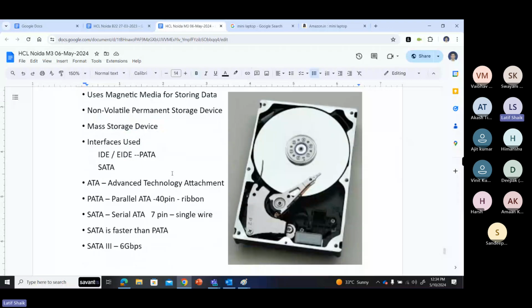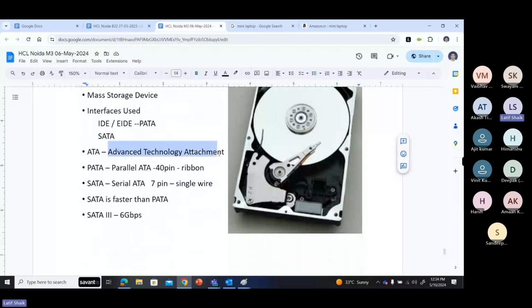Non-volatile memory means even if you connect or disconnect it from the system, the data will still be available in the disk. Data is stored in this disk, called a platter. Only in this platter is data stored. This hard disk has two types of interfaces: SATA and PATA.